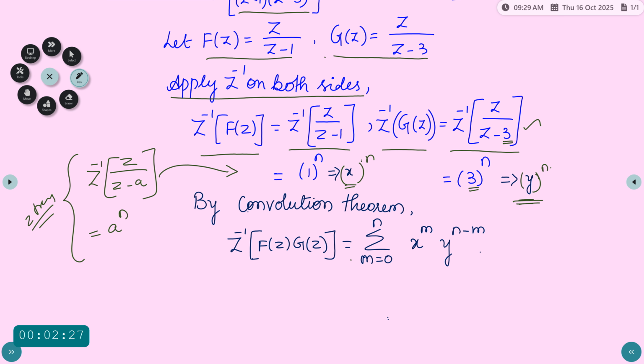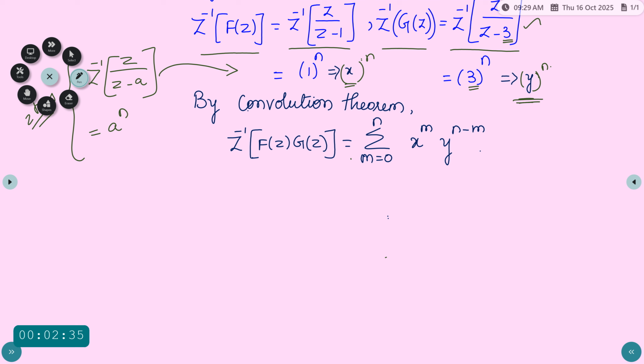Next, by the convolution theorem statement, Z inverse of f of z and g of z equals summation m equal to 0 to n of x power m and y power n minus m. So the first term is considered as x and the second term is considered as y. I am going to substitute here: summation m equal to 0 to n, the first term is 1 power m, the second term is 3 power n, where instead of n we substitute n minus m.